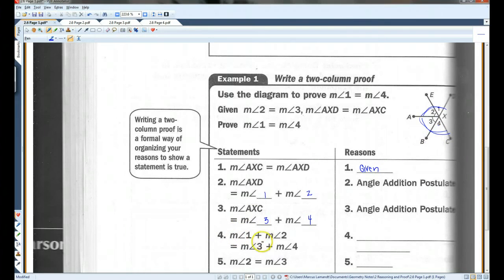Now, the measure of angle 1 plus the measure of angle 2 equals the measure of angle 3 plus the measure of angle 4 because these two angles are equal. Basically, I just substituted angle 1 plus angle 2 for AXD, and angle 3 plus angle 4 for AXC. When you substitute something for something else, it's a substitution property. Whoops, can't spell.